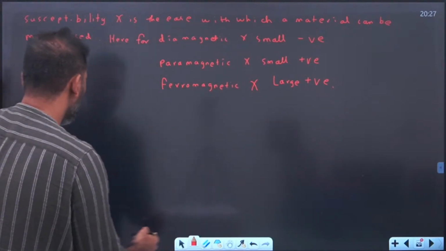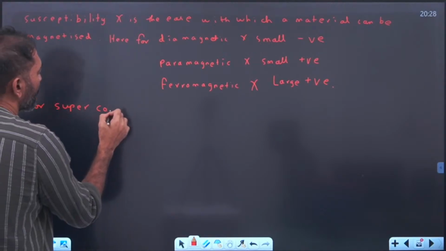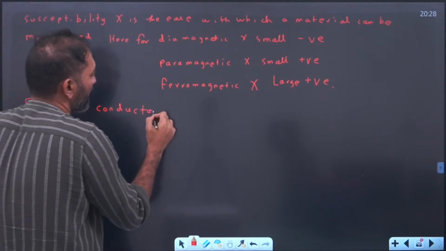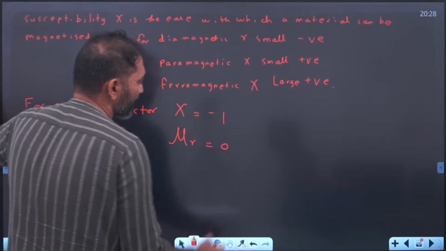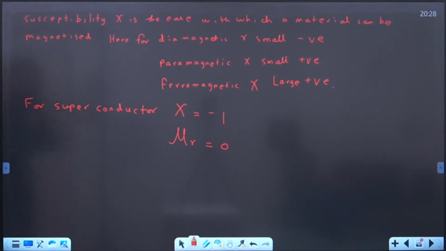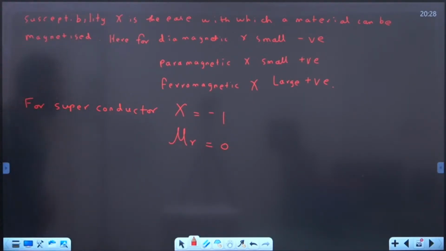Now my mistake was for superconductor: chi equal to -1, mu r equal to 0. I had written mu r equal to -1, that was wrong, sorry for that. For superconductor chi equal to -1, mu r equal to 0. I hope it is clear. Please make that correction.